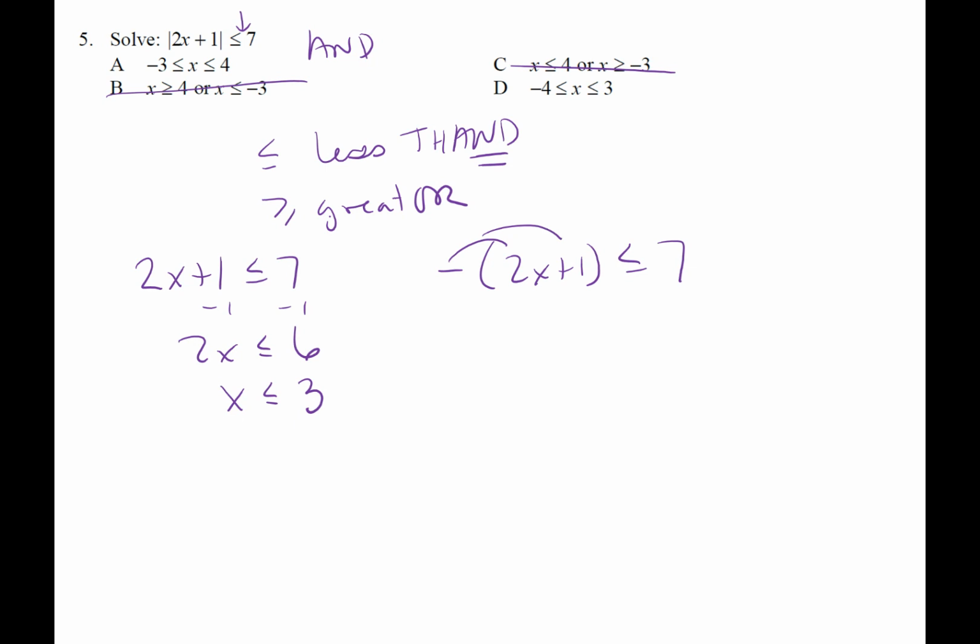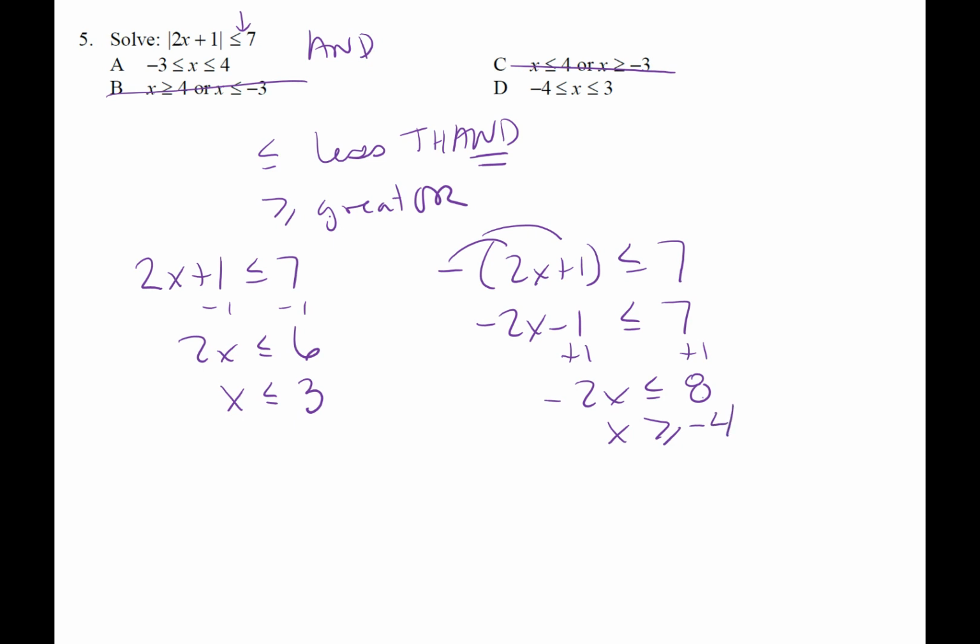I'm going to distribute the 1 in, so negative 2x minus 1 is less than or equal to 7. I am going to add 1 to both sides, so negative 2x less than or equal to 8. And then I'm going to divide by a negative 2. When you divide an inequality by a negative, you have to flip the sign. So 8 divided by negative 2 is negative 4.